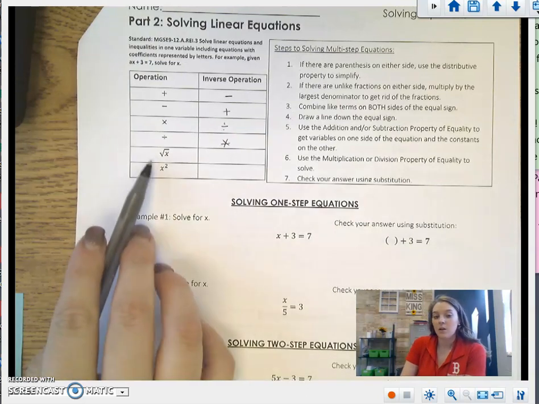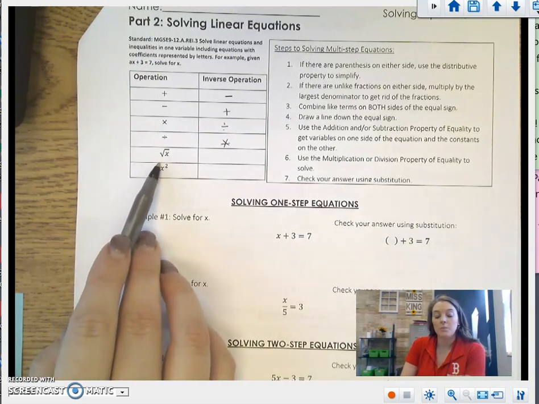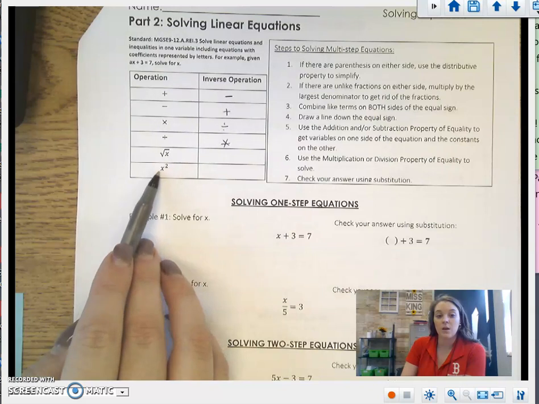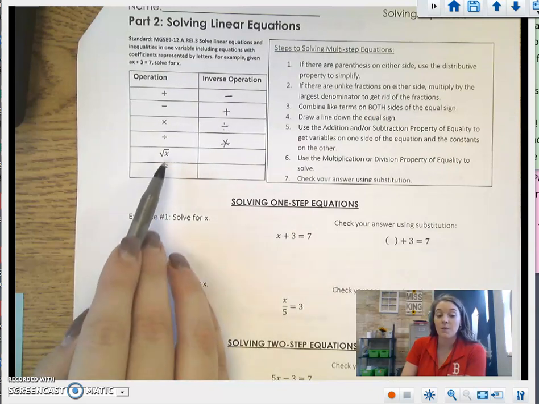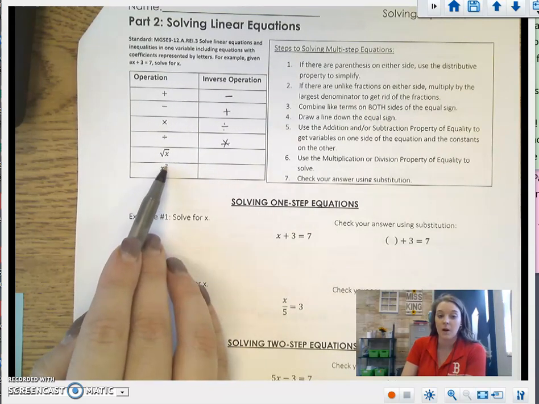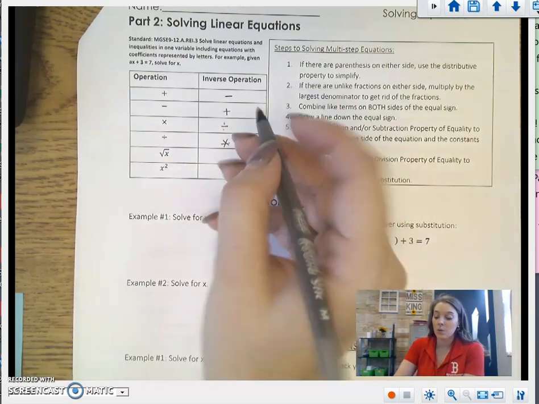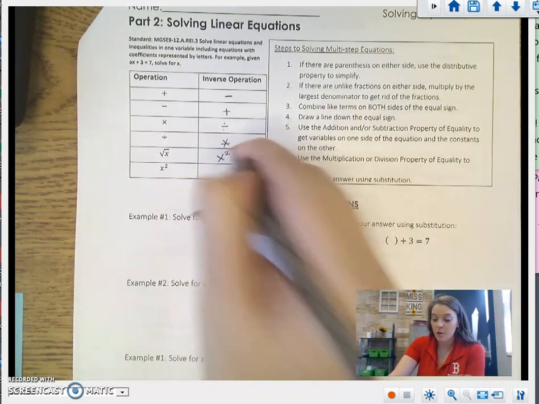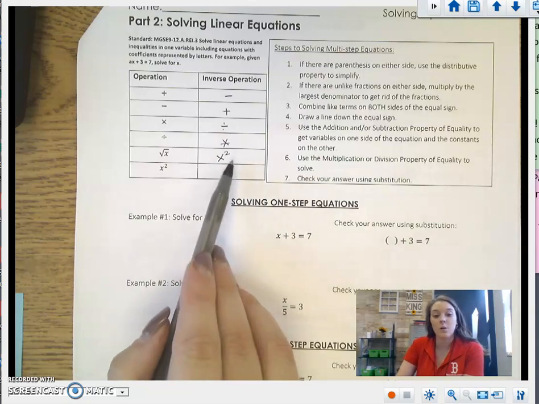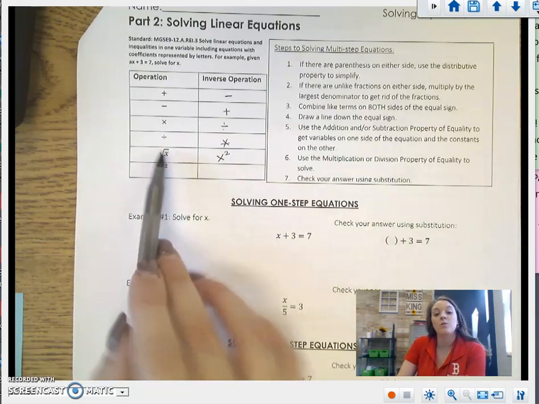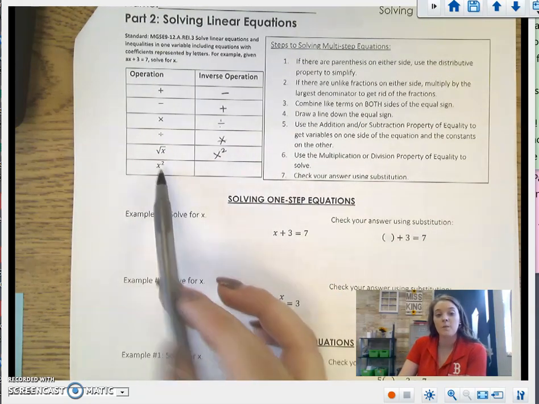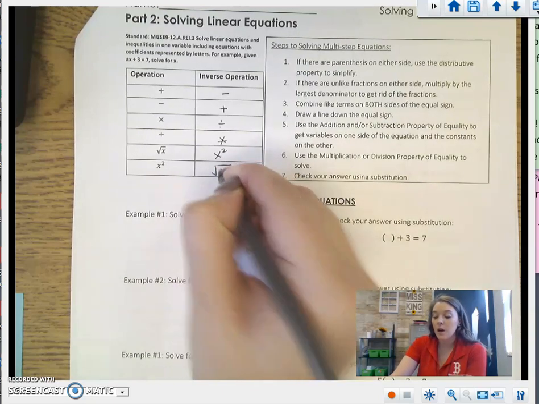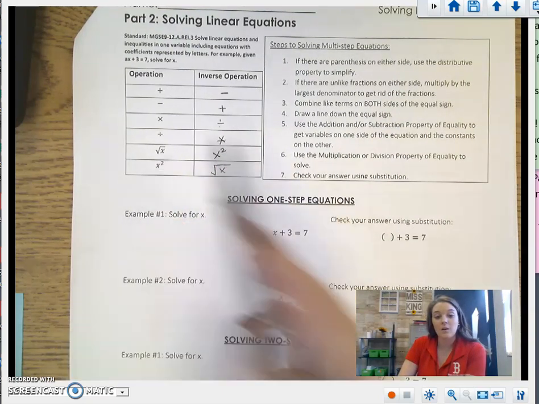The two that I really want to focus on are the inverse operation for a square root and the inverse operation for something to the power of 2, or something squared. So to undo a square root, you are going to square it. Whenever you square a value that has a square root, the square root disappears. And whenever you take the square root of something that's squared, the square disappears.